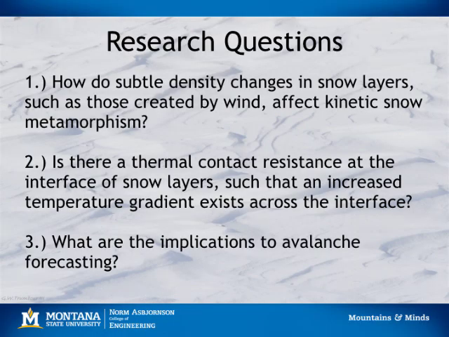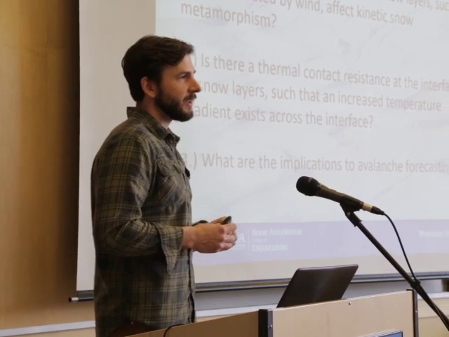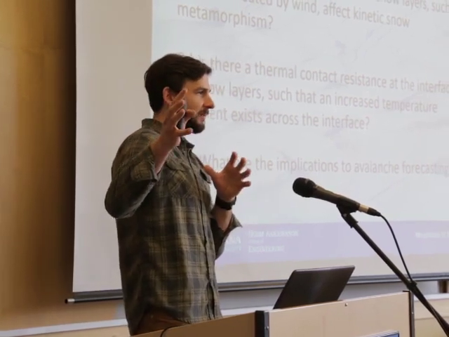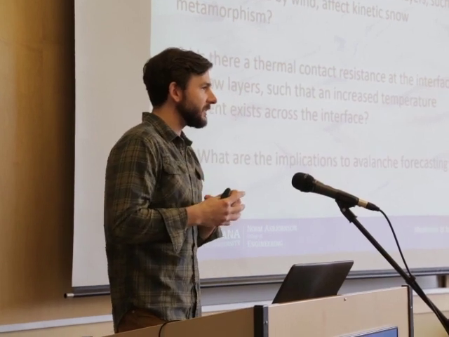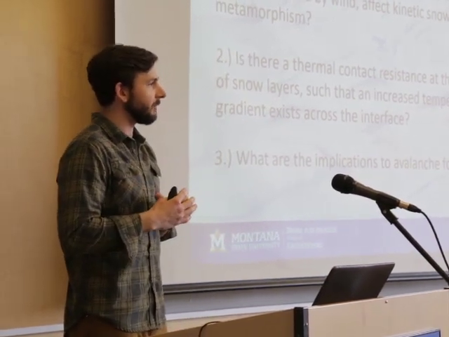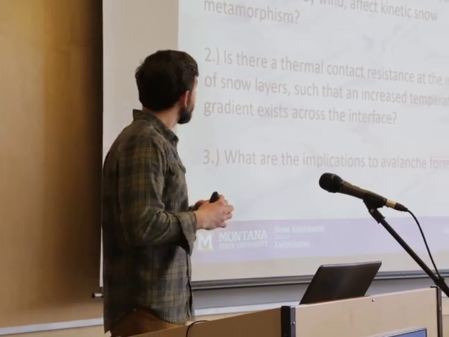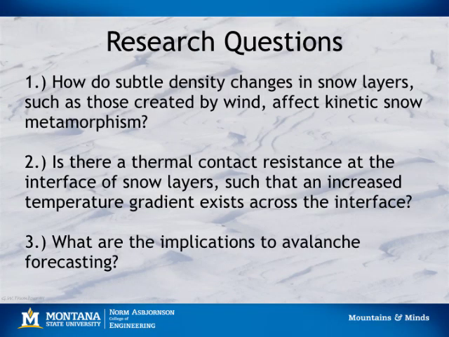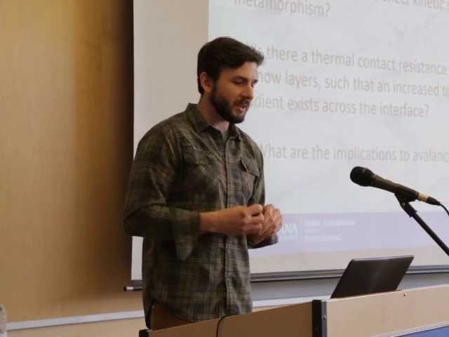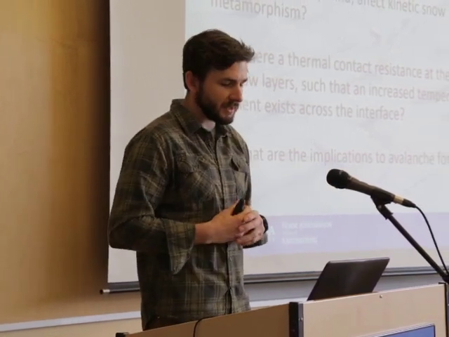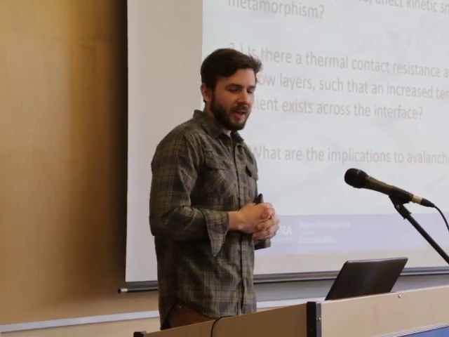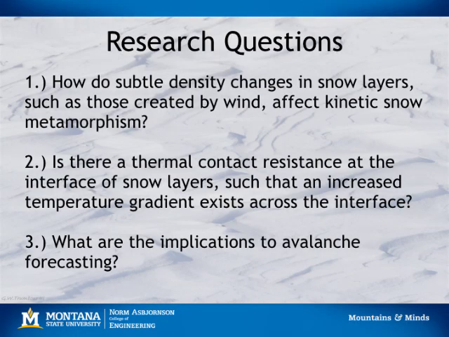So it brings me to my research question. How do subtle density changes in snow layers, such as those created by wind slabs or by wind, affect kinetic snow metamorphism? This is stepping back from that extreme end of the spectrum of ice and snow, and is it possible that other layers that have density changes have a similar effect? And then, is there a thermal contact resistance at the interface of snow layers such that an increased temperature gradient could exist across other interfaces? I'm going to touch on what this term thermal contact resistance is on the next slide. It's a heat transfer concept. And then finally, what are the implications to avalanche forecasting?